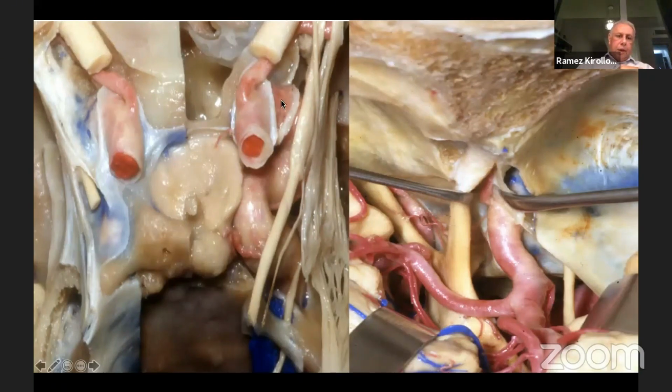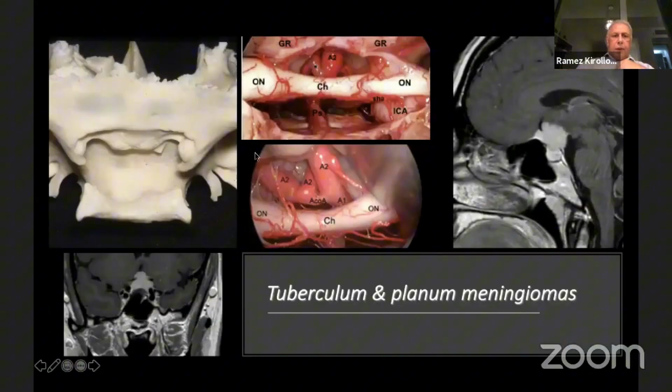So this is the first part, the supraclinoid carotid, where you need to deroof the optic nerve to get a good view of it. So what this is important for: we do tuberculum and planum meningiomas, and it's important to keep the blood supply, which is the superior hypophyseal artery. And really the two good views to get that are either the endoscopic view, but also the anterior interhemispheric will give you a good view.